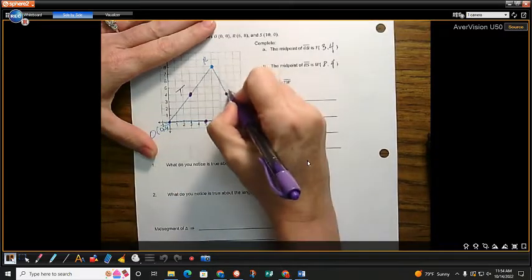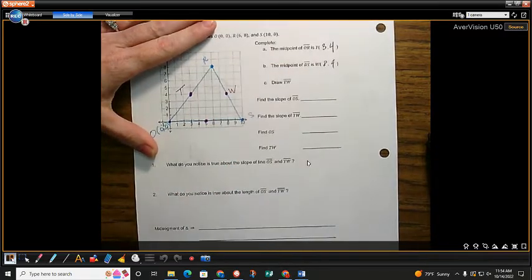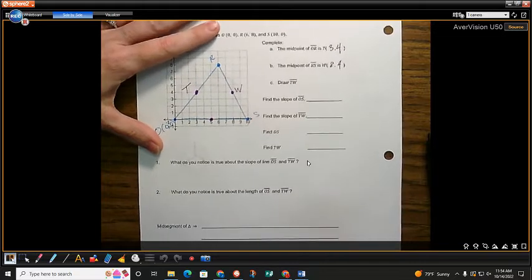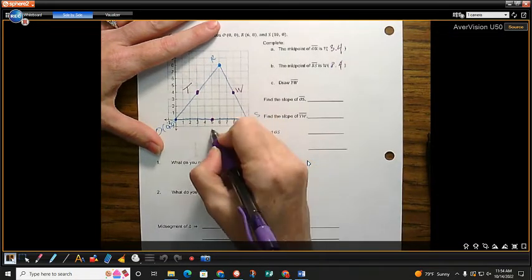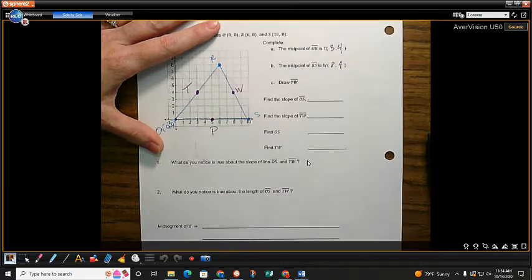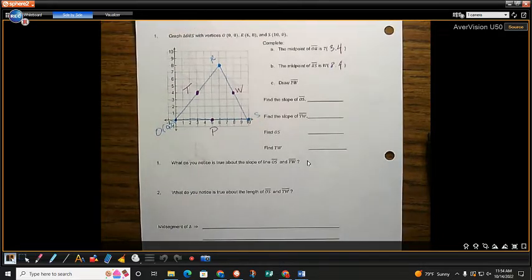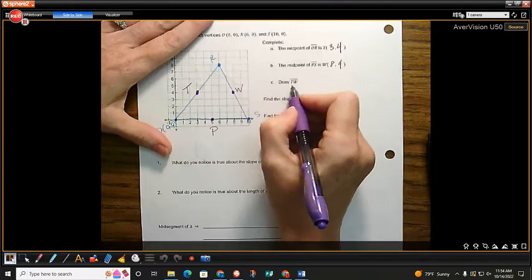And that's going to be point W. And this bottom one, we'll call it P, because they didn't tell us what to call it. Now, what I want you to do is connect the dots. Connect TW.